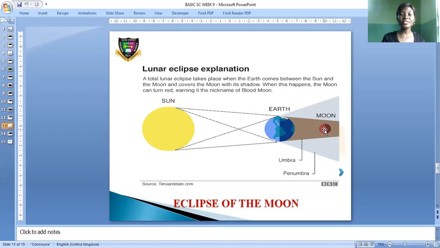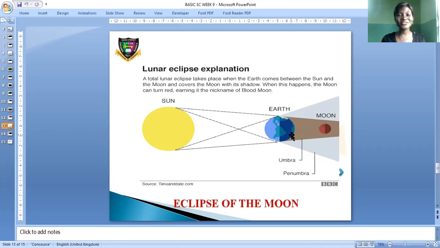And the moon can turn red because the earth is blocking the moon from receiving light. So at this point, the moon can turn red, and this end is the nickname blood moon. So when the moon turns red, then we say there is blood moon. So also this is the umbra path, that is total lunar eclipse, and this is the penumbra, the partial lunar eclipse formation. So this is the formation of the eclipse of the moon.